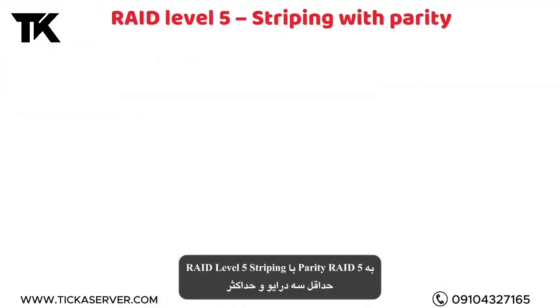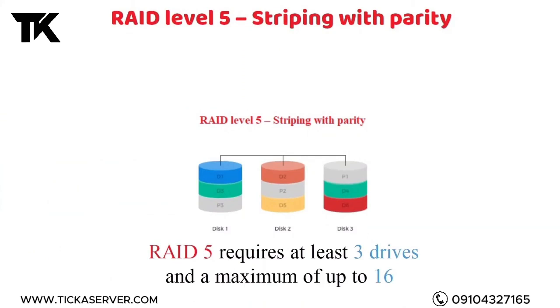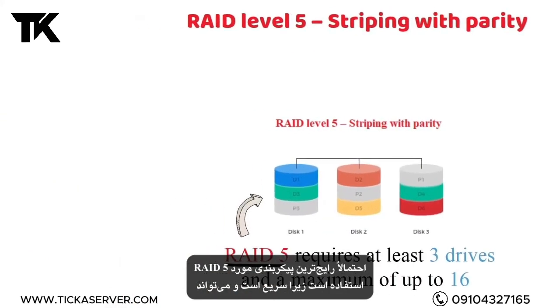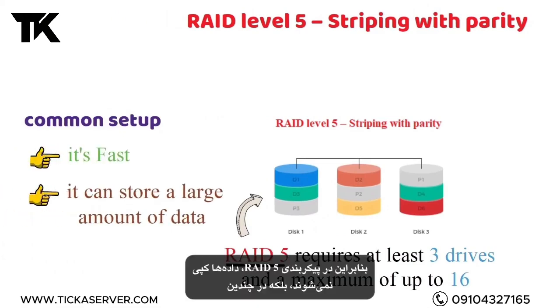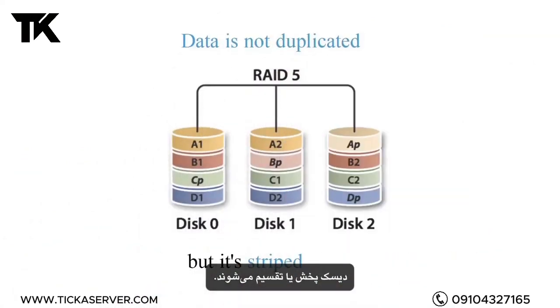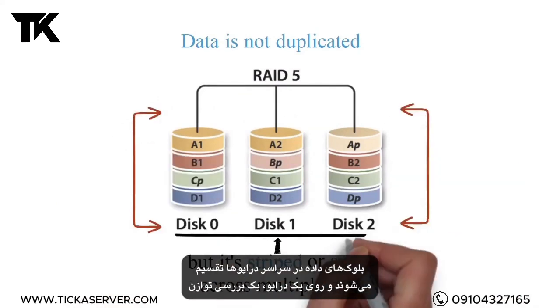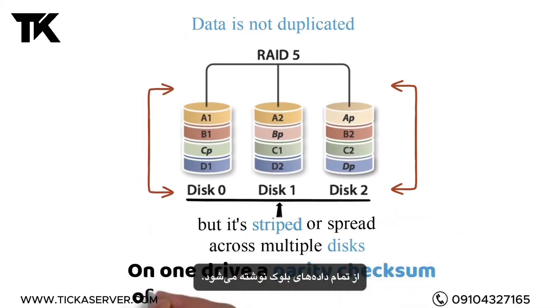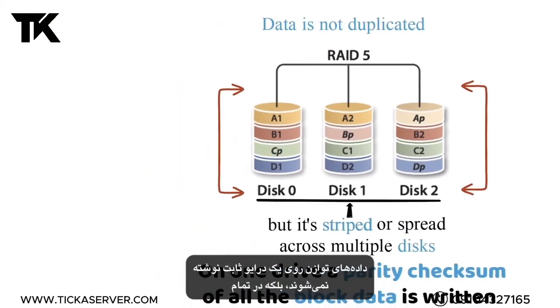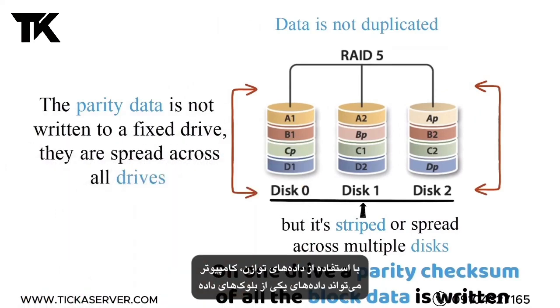RAID Level 5. Striping with parity. RAID 5 requires at least 3 drives and a maximum of up to 16. RAID 5 is probably the most common setup that is used because it's fast and it can store a large amount of data. So in a RAID 5 setup, data is not duplicated, but it's striped or spread across multiple disks. Data blocks are striped across the drives, and on one drive a parity checksum of all the block data is written. The parity data is not written to a fixed drive. They are spread across all drives.